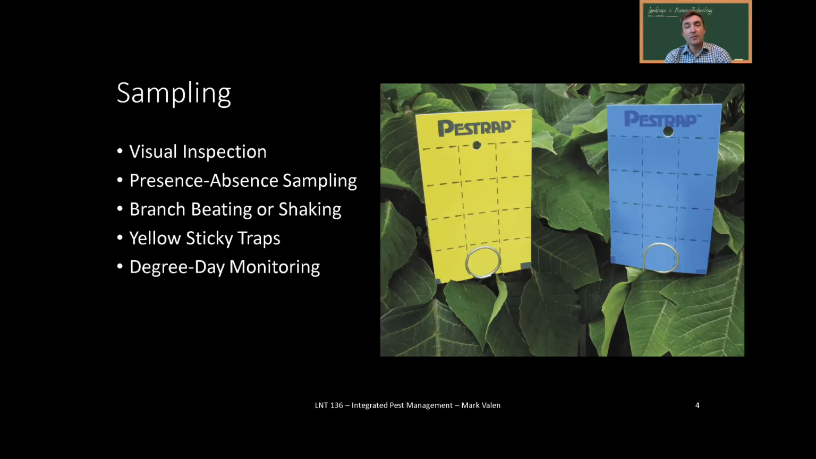But many professional growers, especially in greenhouse settings, will hang up yellow and blue. And the blue is for the thrips and the yellow is for almost everything else.